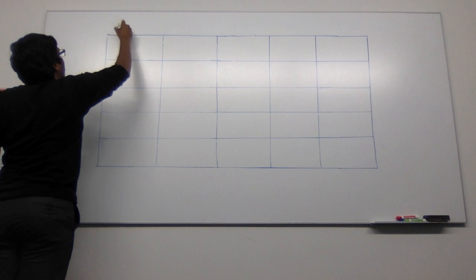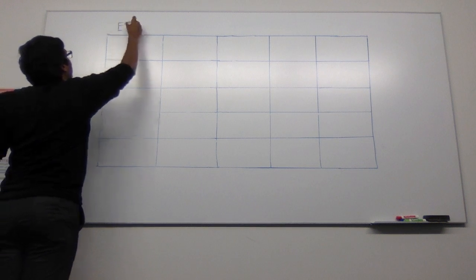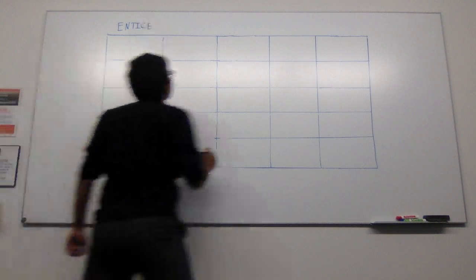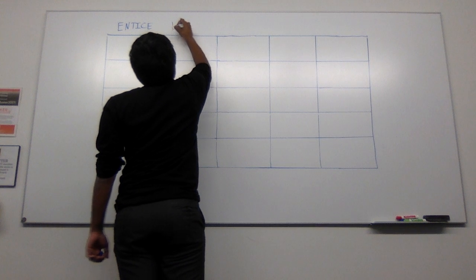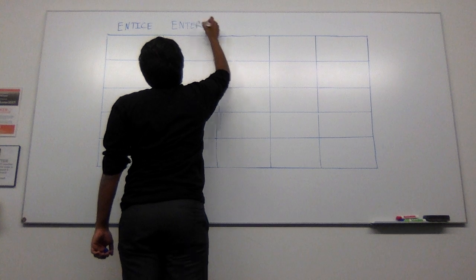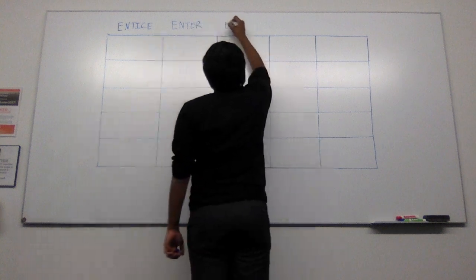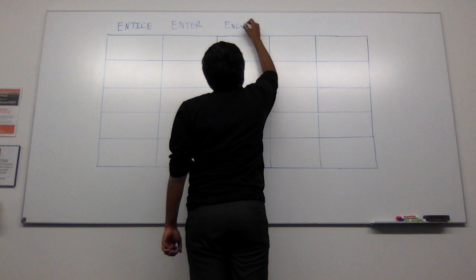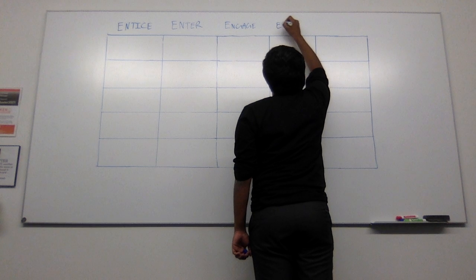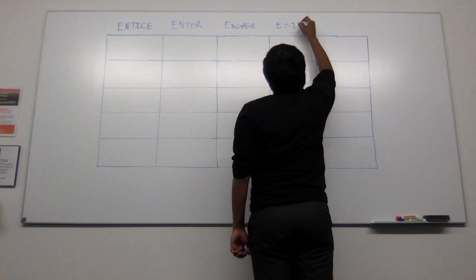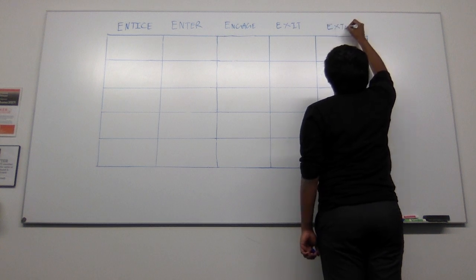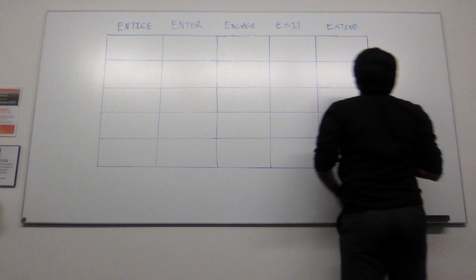There are 5 modes in the experience model. The first is entice. How does the user become aware of the experience? The second is enter. How does the user begin the experience? The third is engage. How does the user move through the experience and gain value from it? The fourth is exit. How does the user leave the experience? And the fifth, extend. How does the user retain memories or learnings from the experience?